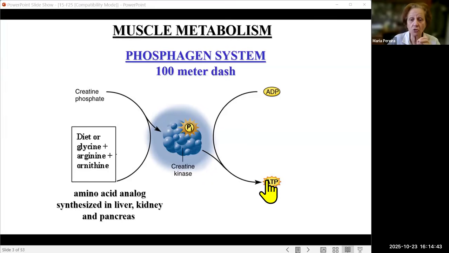So here you see that there's no glucose being used. It's an amino acid that's phosphorylated, phosphate creatine, creatine phosphate. This enzyme removes the phosphate group and transfers it to ADP to form ATP. So you have one reaction: one molecule of creatine phosphate gives rise to one molecule of ATP. So it's very short-lived, and it produces ATP to support muscle activity for a very short time.